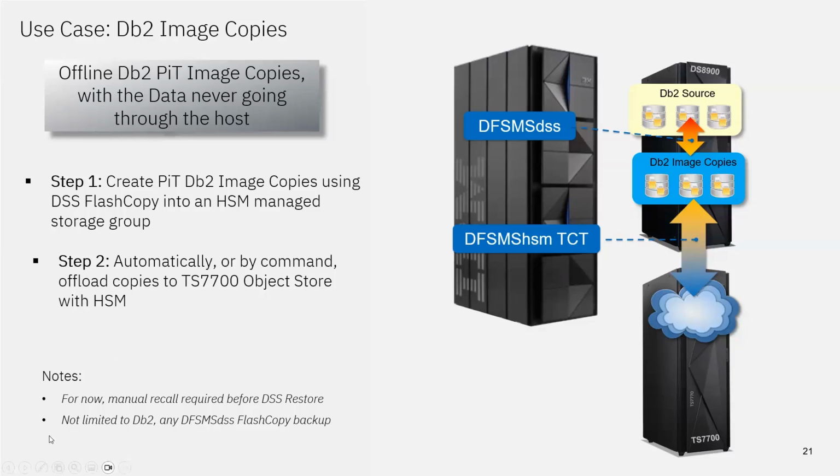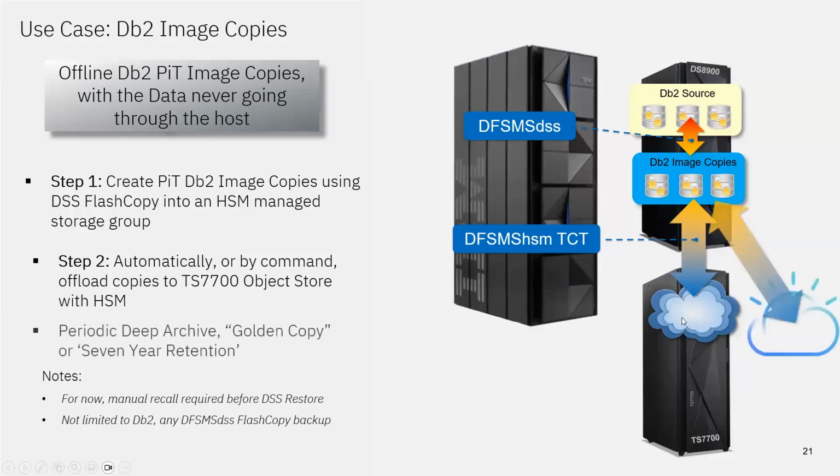A couple of things that I want to point out for the clients to do this: you just need to note that DSS doesn't know when an image copy has been migrated. And so you first have to do an HSM recall back to disk for HSM to be able to do that restore. Another thing I want to point out is this is not limited to DB2. There's nothing special here about DB2. So you can do this if you're initiating DSS FlashCopy to a storage group and then have HSM migrate that storage group to object storage.